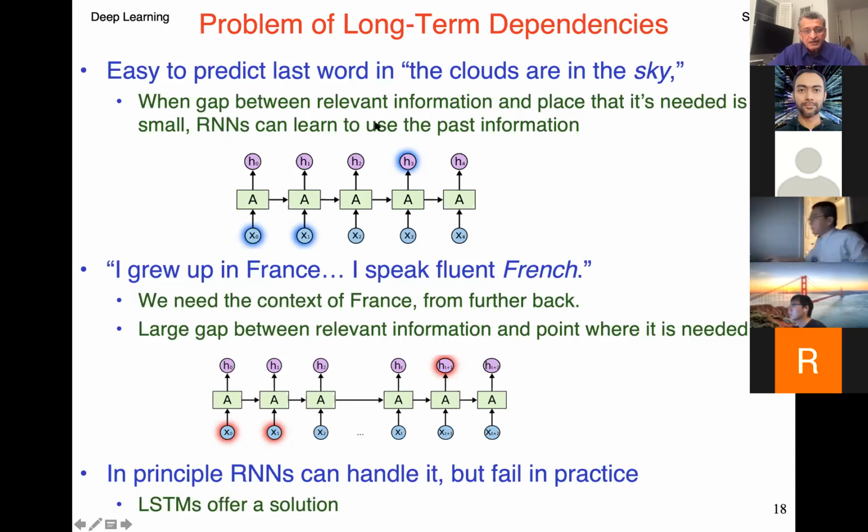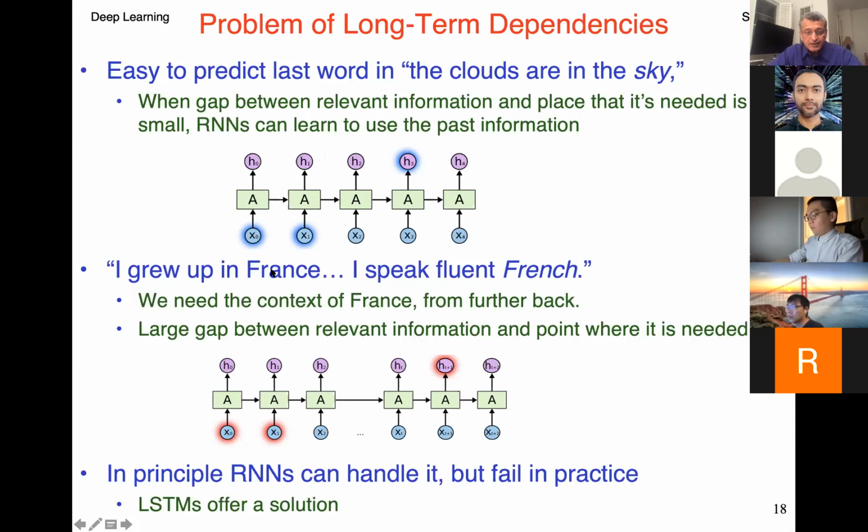When the gap between relevant information and the place that it's needed in is small, the RNNs can learn to use the past information. So we can input the words from one to the next. So we'd have the being processed here, and then the clouds being processed here, and then we'd have are, and then in the sky, right? So we'd be processing one at a time from the previous time steps to the next one, to the next one, to the next one, so that after you have looked at the words are in the, the last one coming out can be guessed fairly easily.